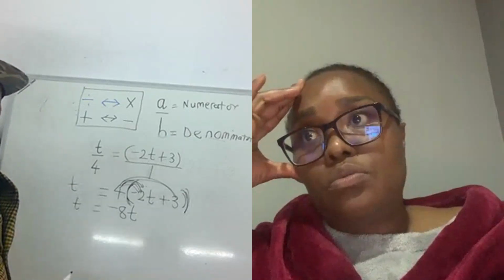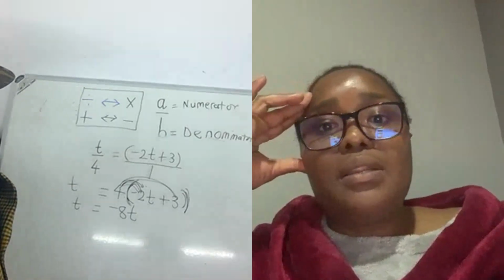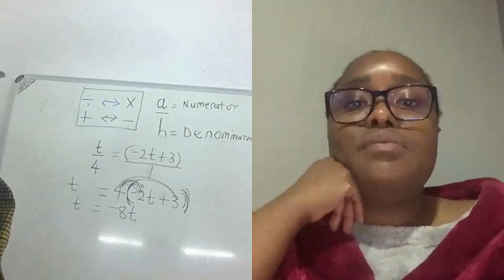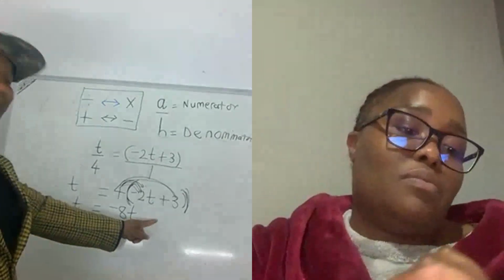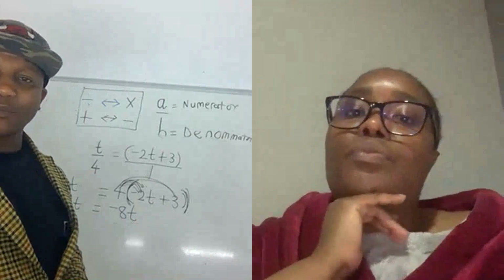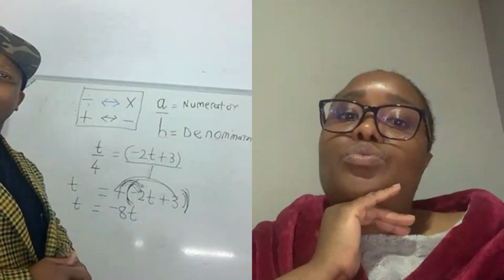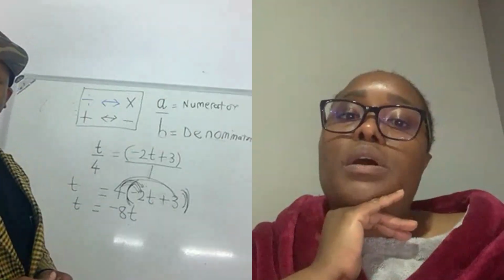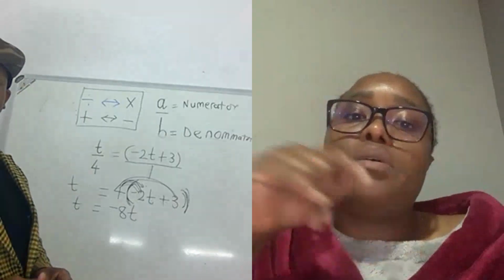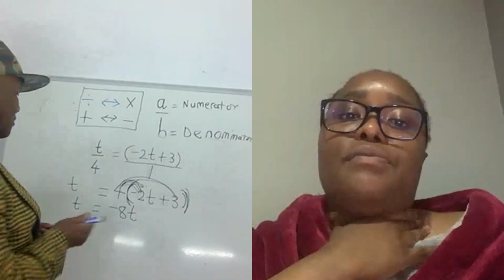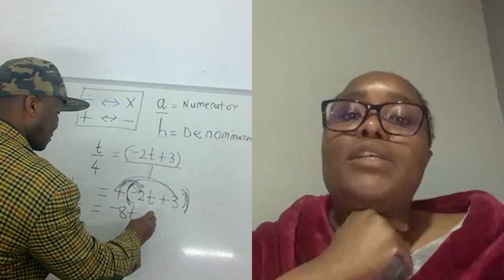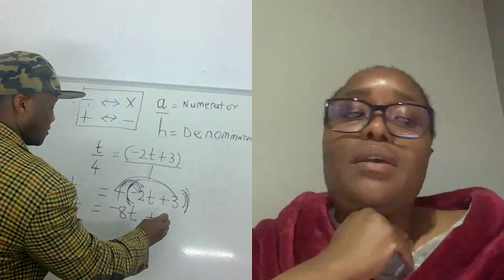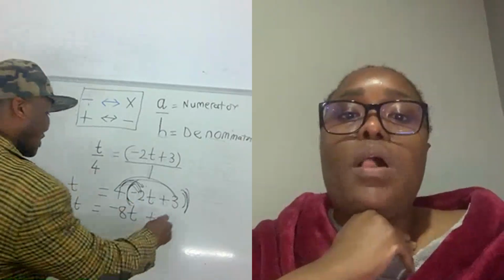So 4 multiplied by 3 is 12. You can use the calculator. But you must write the sign here, right? Anything must have a sign. Which sign? Positive, addition. Positive 12.